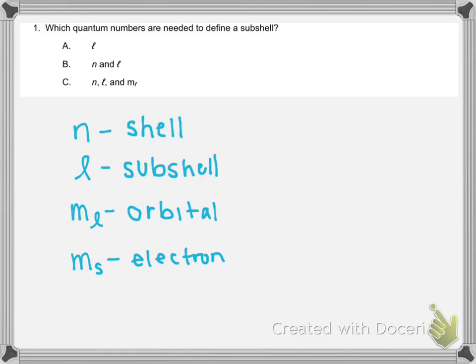And so to properly describe a subshell, we need to know both n and l. So we need everything up to that point. And so the answer here is B.